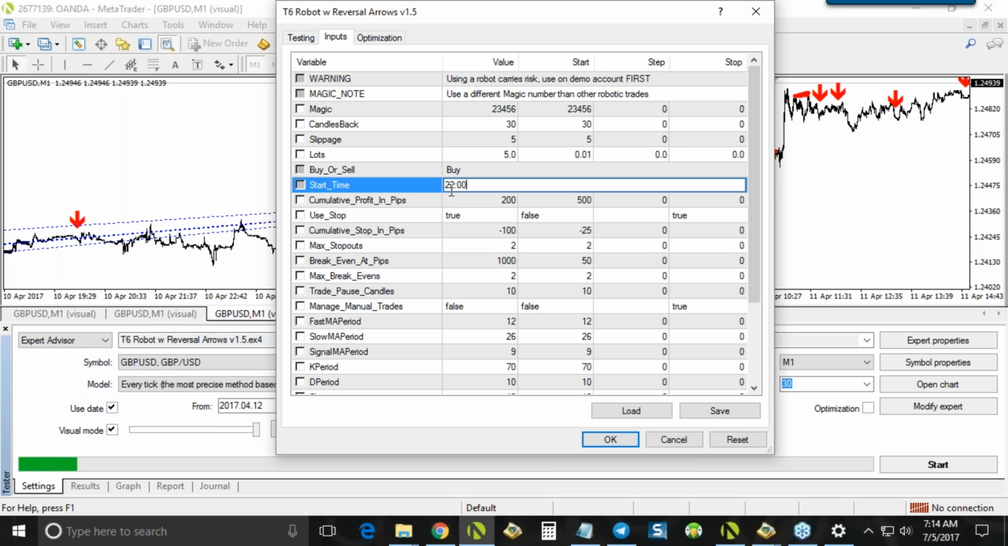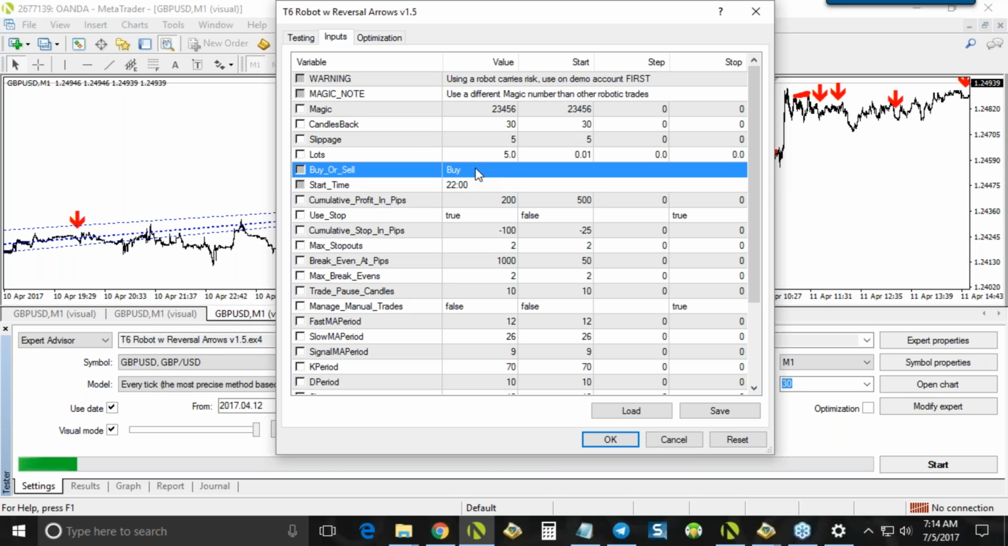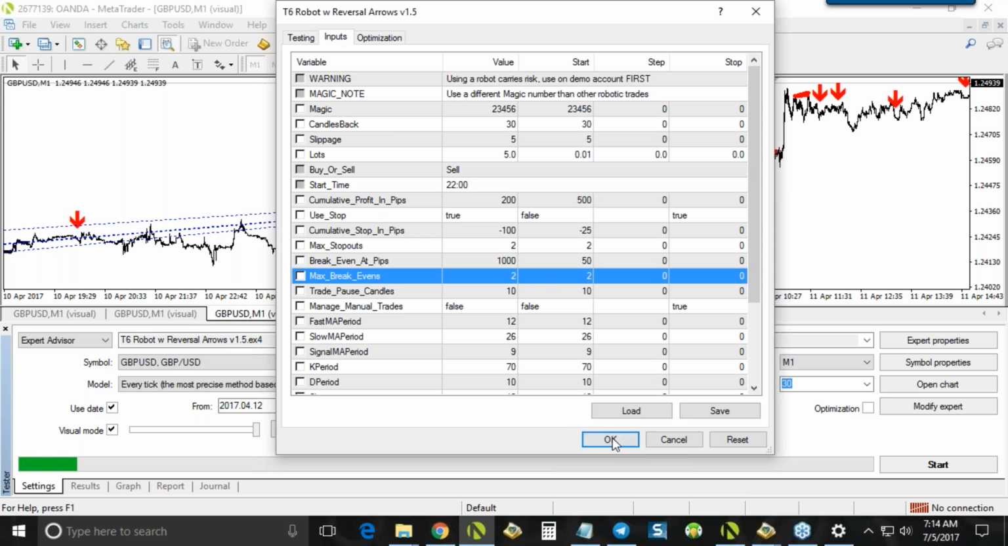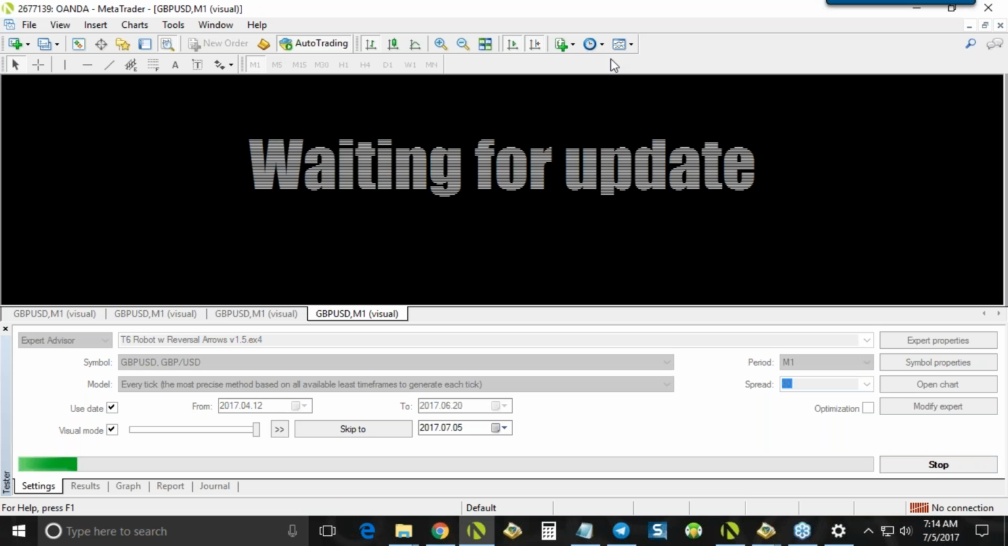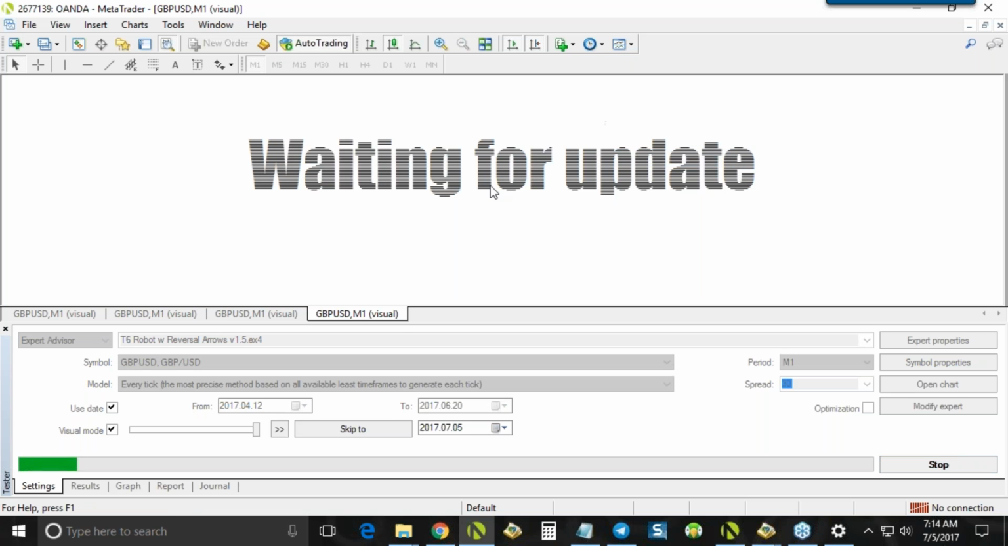Okay, great. And what kind of trades did you say they were? These are sell trades, unfortunately. All right. This is not going to work. It's going to start working, and then it's going to fail.